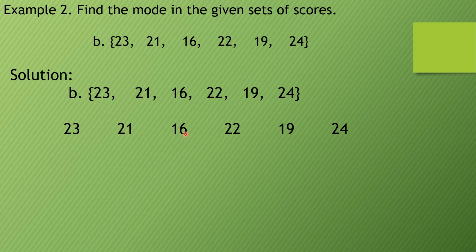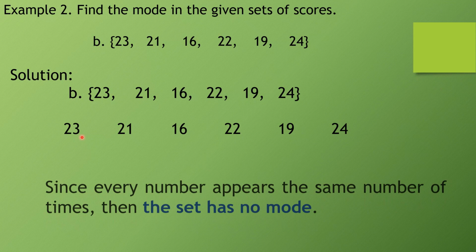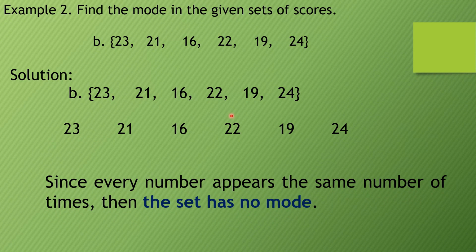Si 21? Wala. Si 16? Wala pod. And 22? Wala. As well as 19 and 24, walay nagbalik-balik. In this case, since walay nagbalik-balik, every number appears the same number of times, then the set has no mode. This is a set that has no mode. Kaya walay nibalik nga data. Okay, now let's proceed.